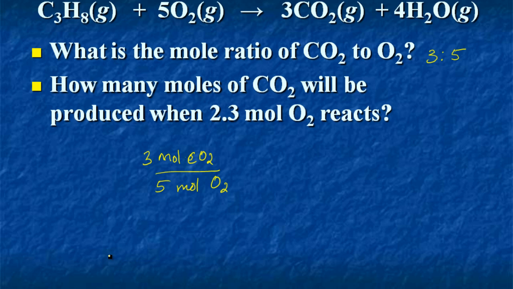What do I need to do? What am I given? I am given 2.3 moles of O2, right? So 2.3 mole of O2 is given. I need to multiply this by the mole ratio. Whatever quantity you are given, guys, multiply that by the corresponding mole ratio. That's all you need to do. So how will I multiply?